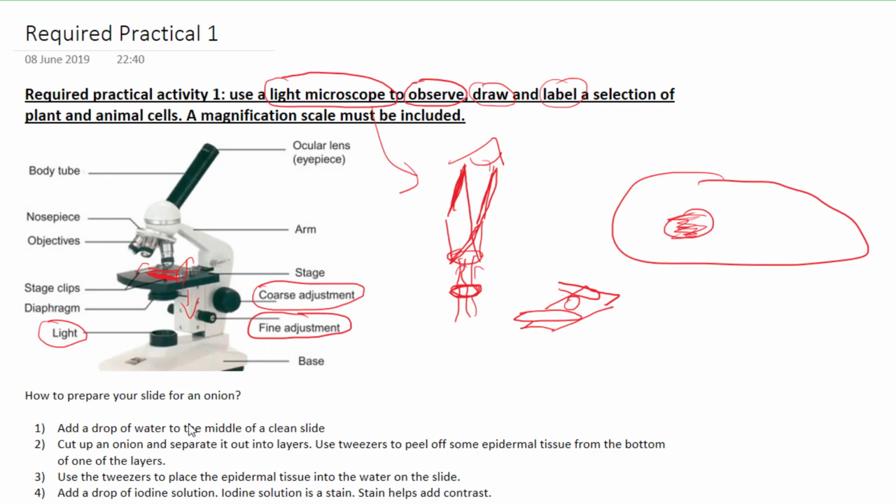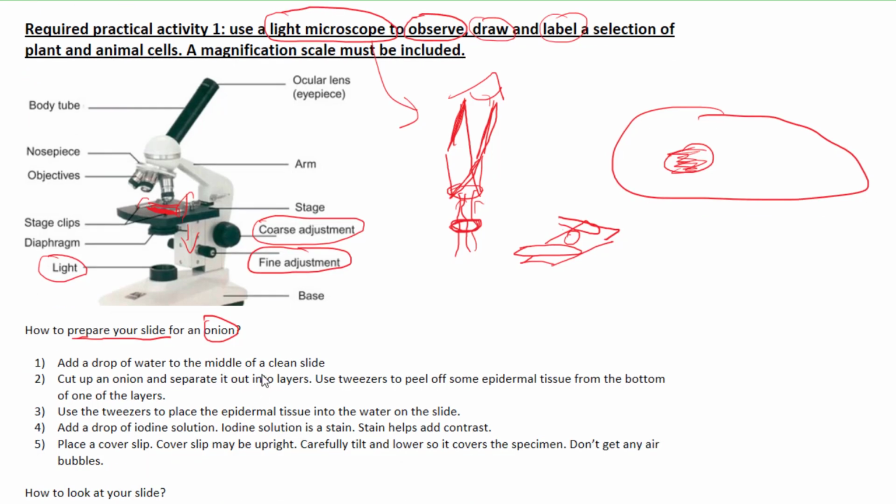So the first thing we need to do before we get onto our microscope is to be able to prepare the slide. I'm going to do it for an onion specifically because that one's easy to explain. So the first thing we're going to do is add a drop of water to the middle of a clean slide, and that's going to allow us to get that onion to stick on, alright? Because if it's very dry, let's say you have a very, very dry piece of leaf or something, it's not going to stick onto the slide. You need to have some water or some sort of adhesive to put it on, and water is a good one for this.